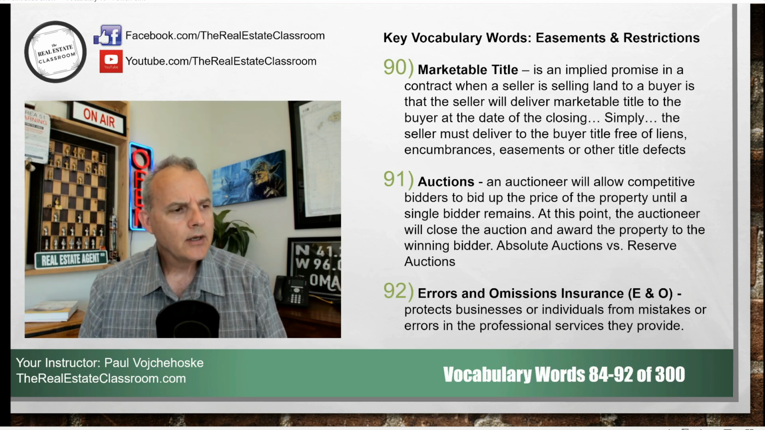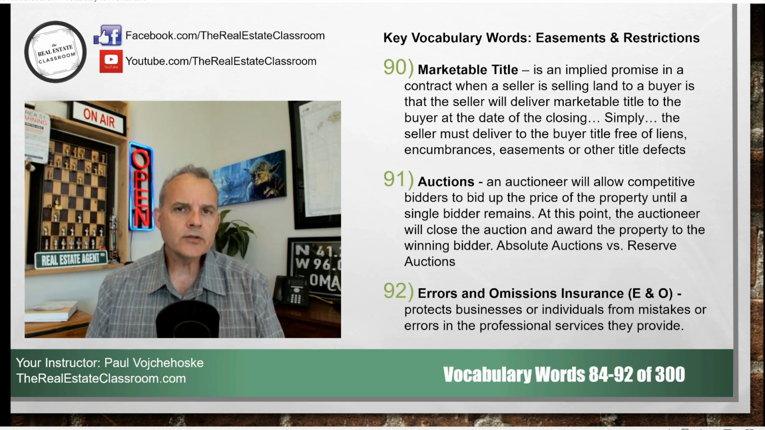Let me give you an example. Maybe the auctioneer starts out at $50,000, but the highest bidder is $25,000. If it's an absolute auction, then the sale price will be $25,000.